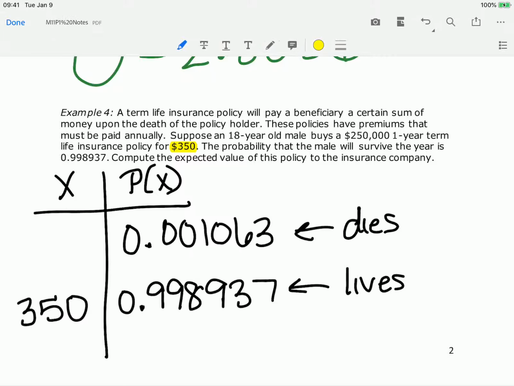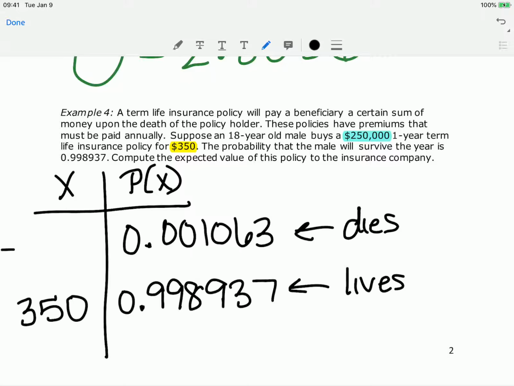If he dies, however, the insurance company has to pay his family the $250,000 minus the $350 that they made. So when they start the year, they have a profit and loss of 0. Then this 18-year-old pays them $350, so now they're ahead $350. But then let's say 6 months later he dies, so they have to pay the $250,000.